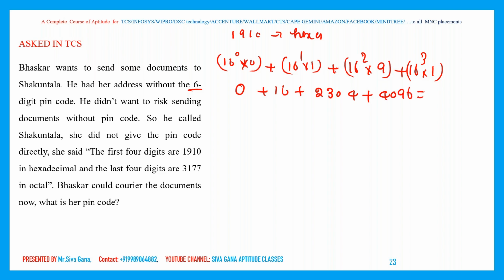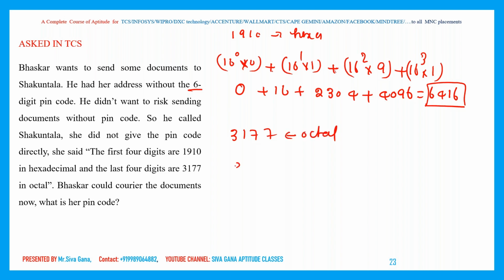What is the result? 0 plus 16 plus 2304 plus 4096 is 6416. This is the decimal. Now the next code is 3177. This is in octal, right?